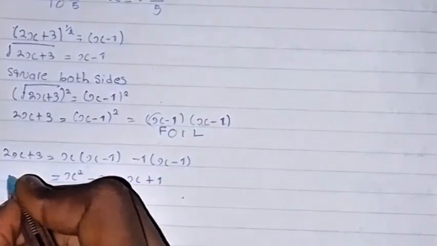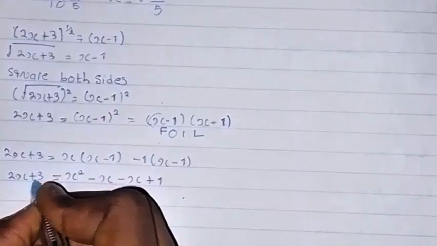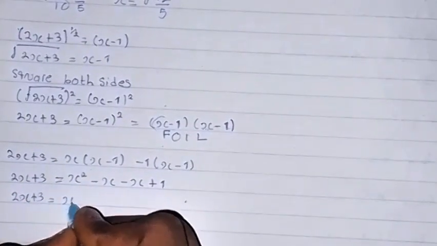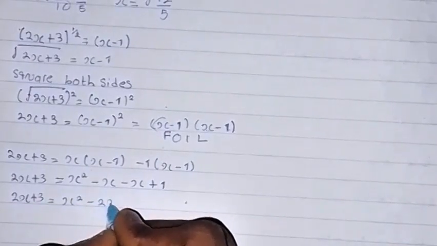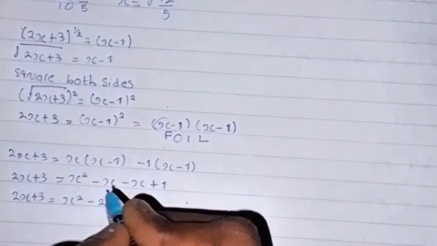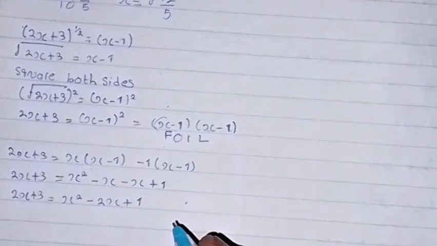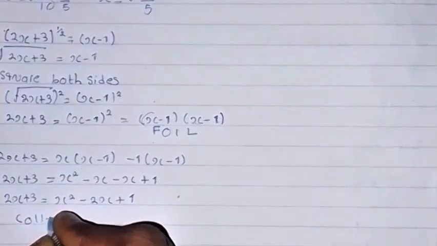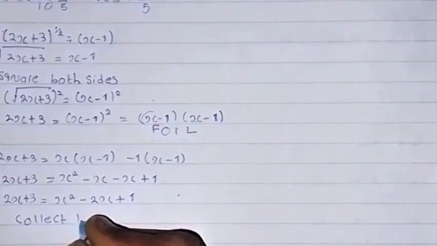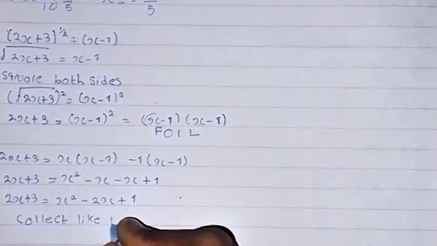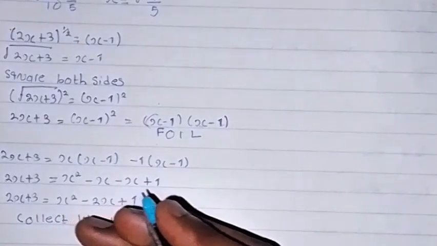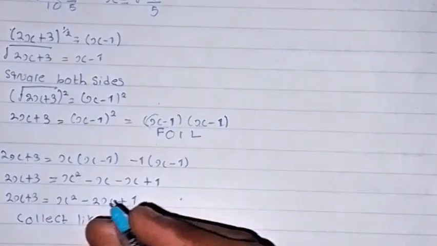So this is equivalent to 2x plus 3. We can further write this as 2x plus 3 is equals to x squared minus 2x plus 1. Now we have the equation fully expanded, so we're going to, as always, collect like terms by moving all terms with x to one side and ones without x to the other side.